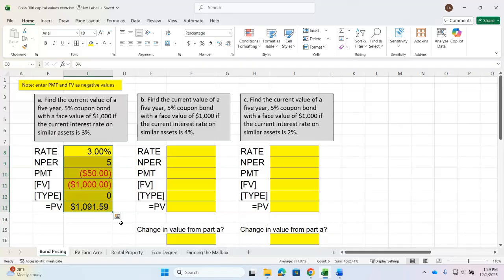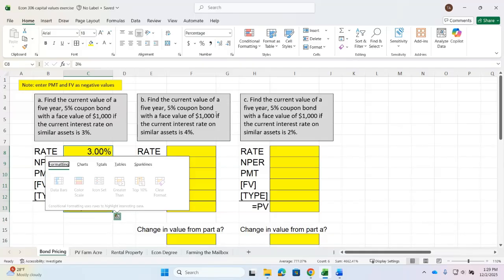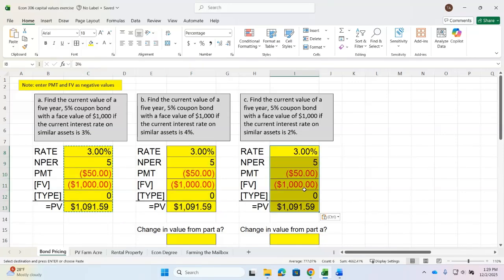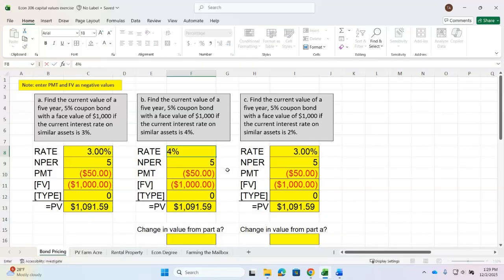Now, Excel makes life easy for us if everything stays the same, which you'll notice I do have the same thing. 5-year, 5% coupon bond. The interest rate's going to go up to 4%, down to 2%. So all we need to do is copy everything, paste it. Copy everything, paste it, and then just dial that interest rate up to 4%.